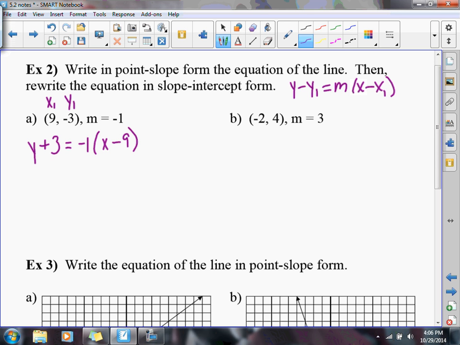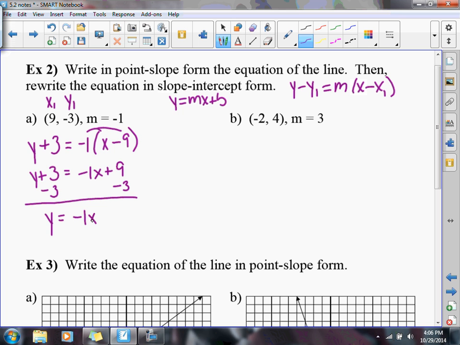Now, I have to put the equation in slope-intercept form. Remember, that's y equals mx plus b. So that means I have to solve the equation for y. So I'm going to distribute the negative 1. So I'll have y plus 3 equals negative 1x plus 9. And then I have to finish getting the y by itself, so I'm going to subtract the 3. I'm going to move it over to the opposite side. So y equals negative 1x plus 6.